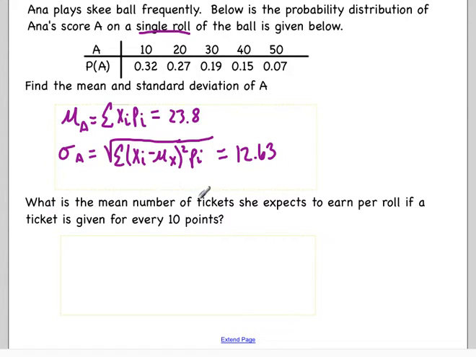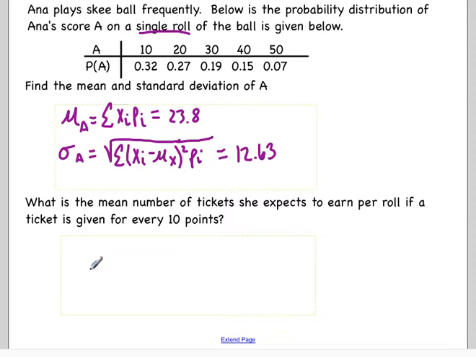Now, it says, what's the mean number of tickets she expects to earn per roll if a ticket is given for every 10 points? Okay, and these were points up here. This was on a score, so that's dealing with her points. So this would be the expected number of points. Now she's going to get a ticket for every 10 points. So we are trying to find the mean number of tickets. So she gets one ticket for every 10 points.